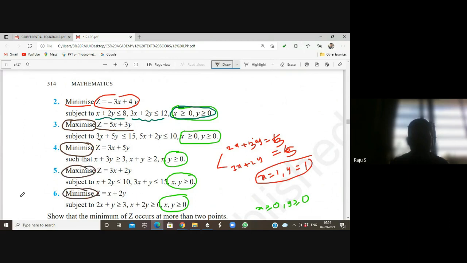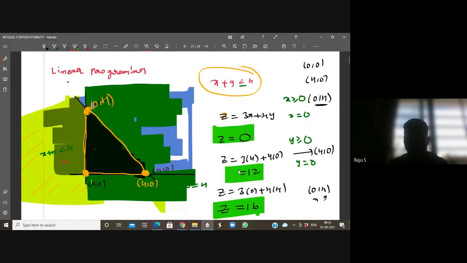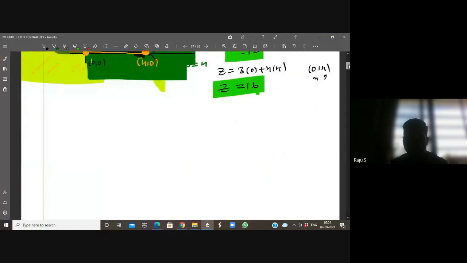Maximize, minimize means indirectly optimize. Sometimes they may ask to optimize. Optimize means it may be either maximize or minimize. And in this LPP, we are going to discuss two types of region. One is bounded region, another one is unbounded region.